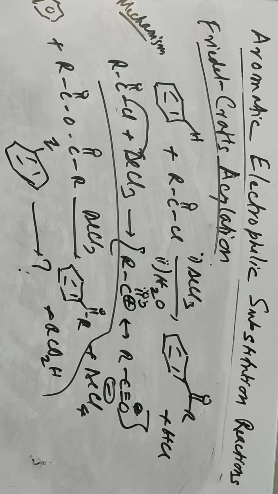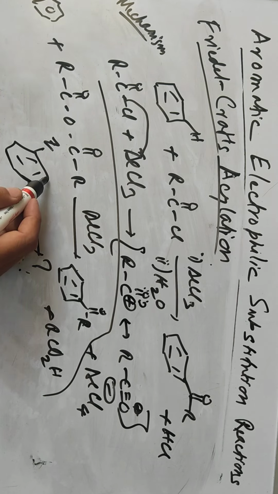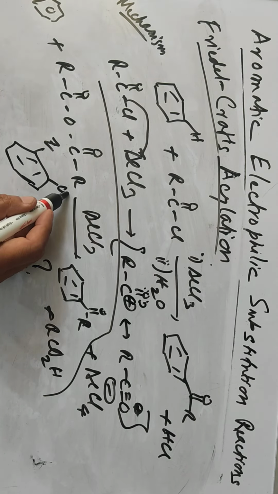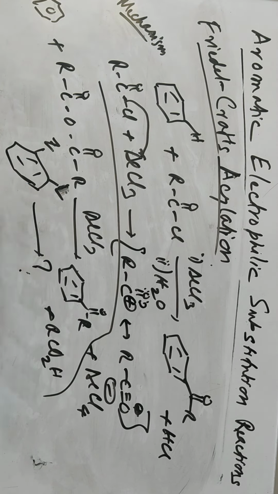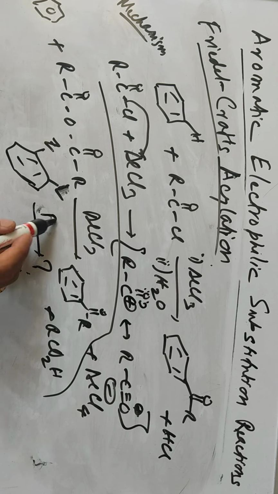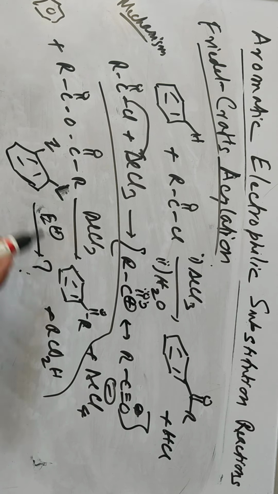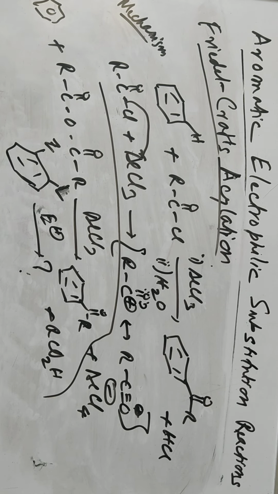Suppose there is a chlorine and you want to replace this chlorine, the leaving group. How can it be replaced by a nucleophile, or by some electrophilic substitution reaction? We will discuss this in the next class, along with reactivity. So today we will wind up this class.